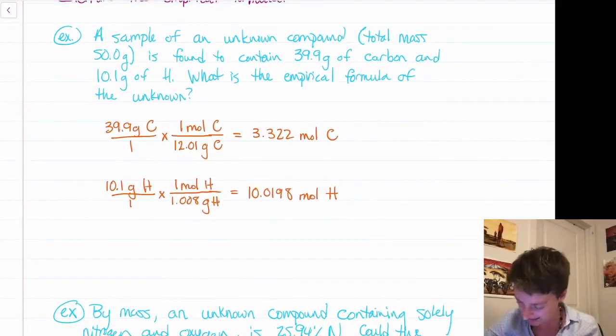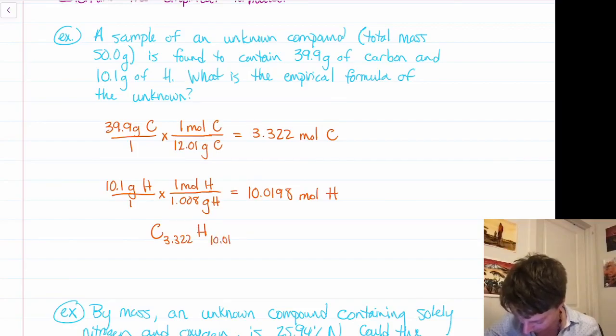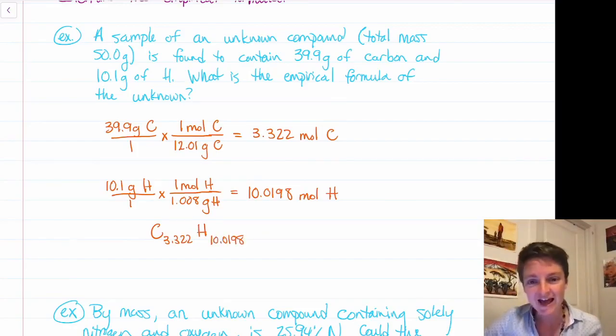What we would say is that our empirical formula is C3.322 H10.0198. And while that's technically correct, it does tell us the relative amounts of carbon and hydrogen. Chemists are used to reporting empirical formulas in terms of small whole number ratios. And so our next step is mostly going to be to clean up this result to try and figure out what the smallest whole number ratio is going to be.